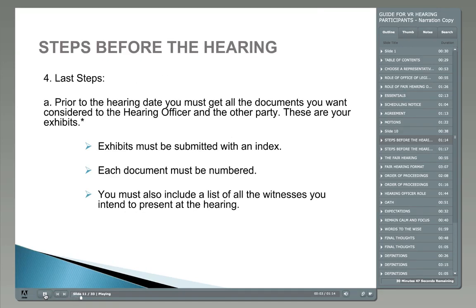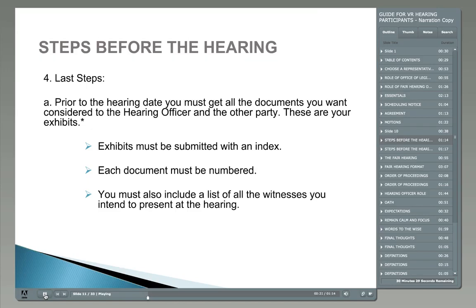So what are kind of the last steps before a hearing? Prior to the hearing date, you want to get all the documents that you want considered by the hearing officer to the hearing officer and the other party. These are your exhibits. And remember, they have to go to both parties, or otherwise it's considered ex parte communication.